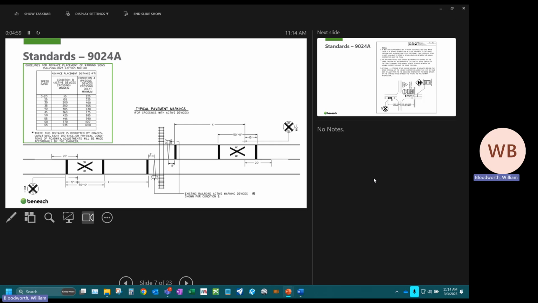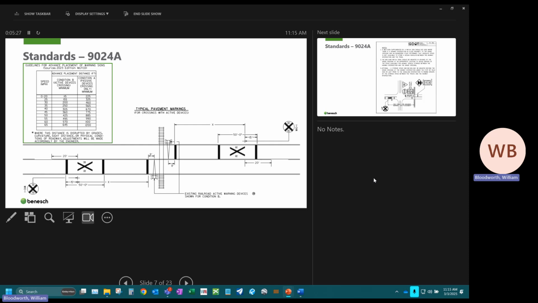Active crossings are any rail crossing that has gates, lights, whistles, all the equipment. You can find the distances in column 2 up there, that middle column. And then there are passive crossings, which are any rail crossings that do not have gates, simply just have the railroad crossbucks. So depending on speed and the condition of the crossing, that's where you will place the railroad highway pavement symbol and the sign.